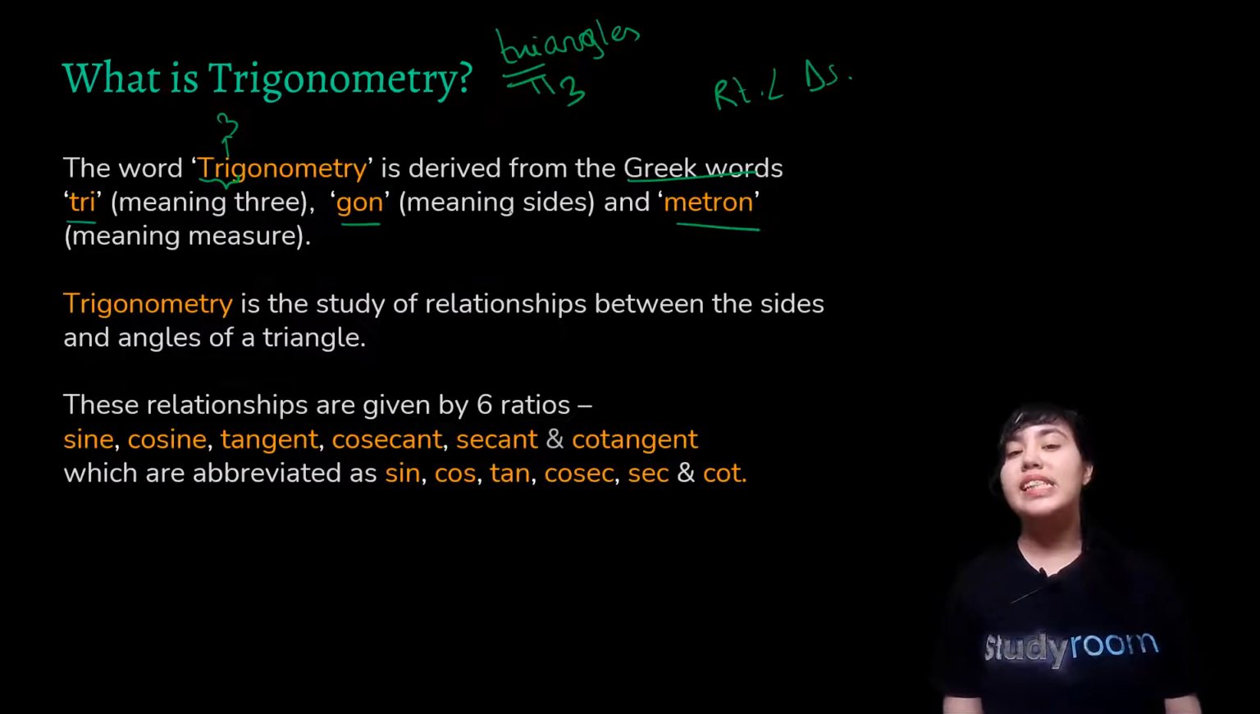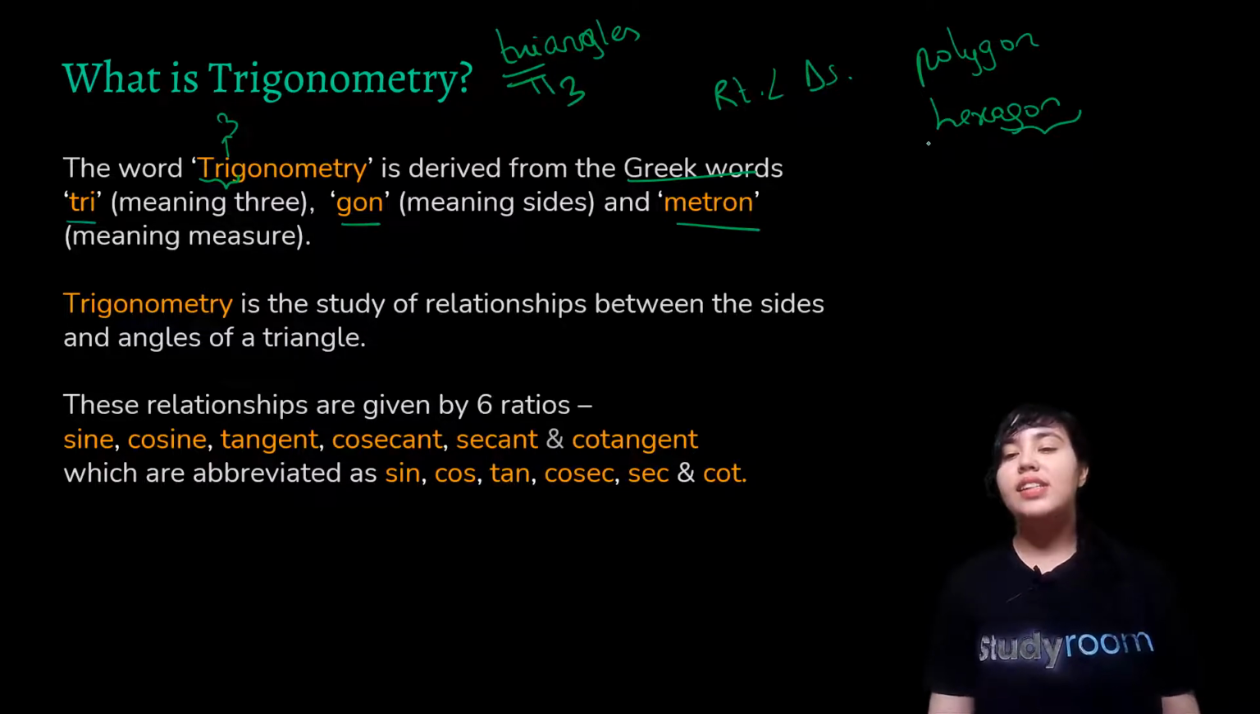Then gon means sides. So you must have heard about polygon, hexagon, heptagon and so on. So gon refers to the number of sides, and the word before gon, like hexa, penta, refers to the number of those sides.